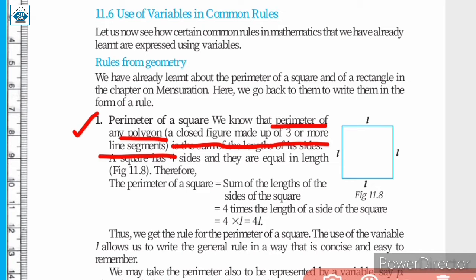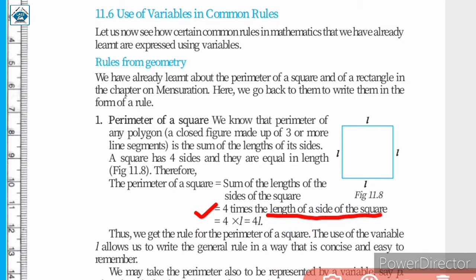So for finding the perimeter of a square, what we are going to do is sum of the length of the sides of the square. Now we know that a square has 4 sides and all the 4 sides are equal in length. That is, if one side of the square is 2 centimeters, then the remaining 3 sides will all be 2 centimeters. So what we are going to do is we will simply add the length 4 times. So here the perimeter of a square is equal to 4 times the length of the square.